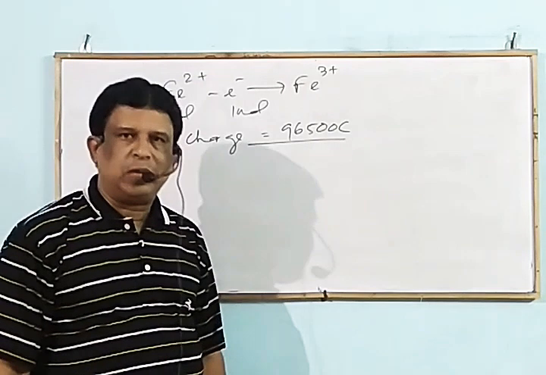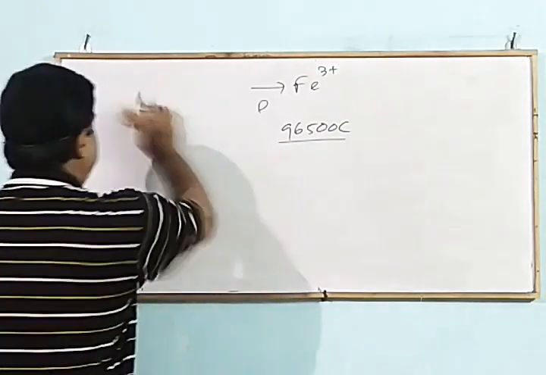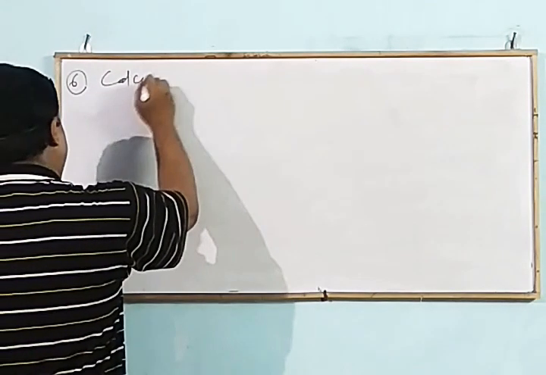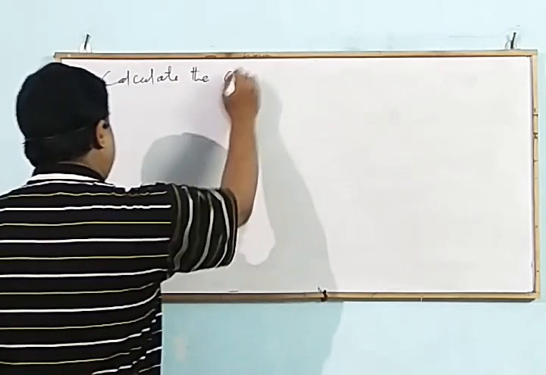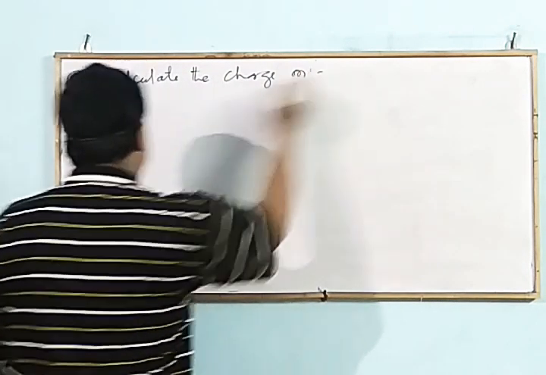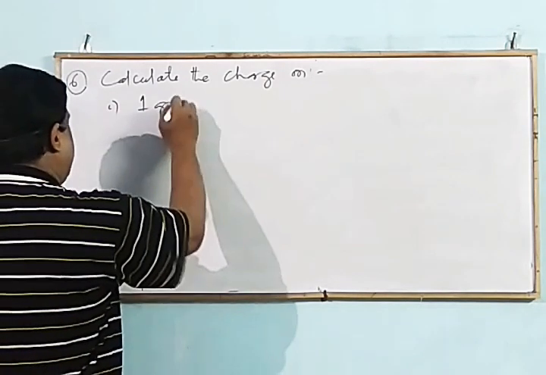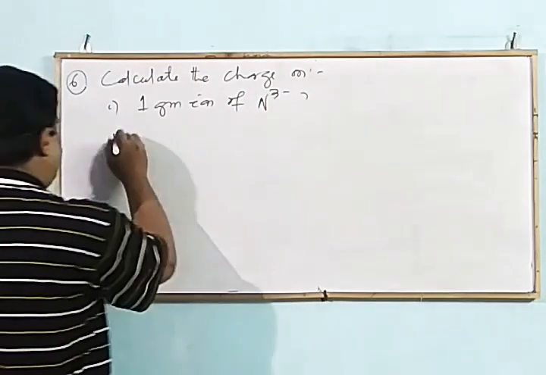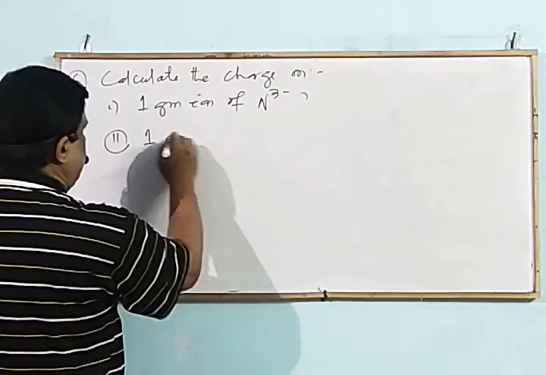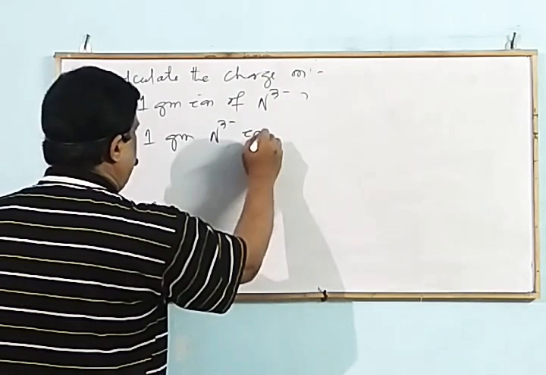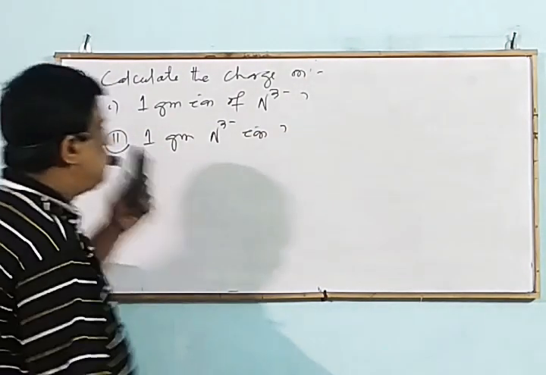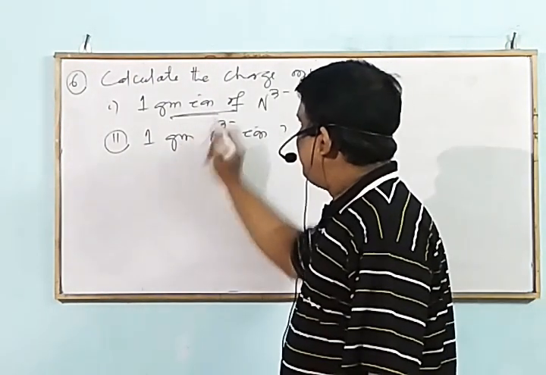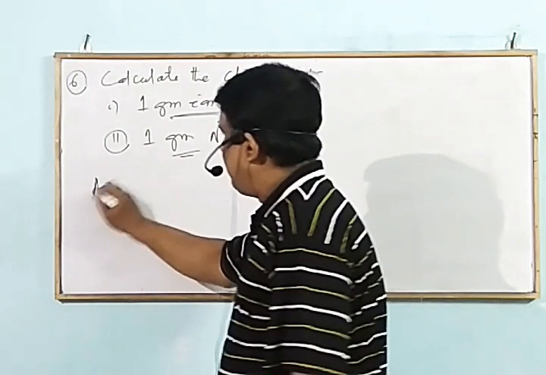Next, move to another type of problems. Calculate the charge on 1 gram ion of N3 minus, and part 2, 1 gram N3 minus ion. Mark that. It seems to be similar to the question, but there is a difference. It is 1 gram ion, it is 1 gram. Answer, mark that.